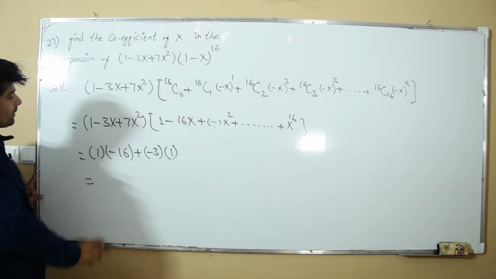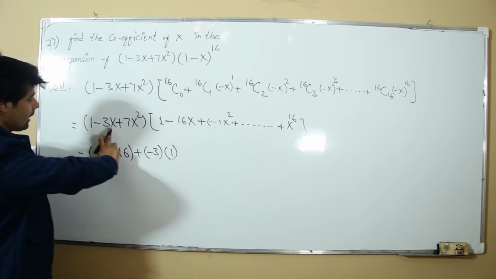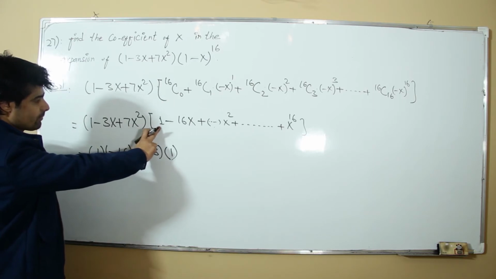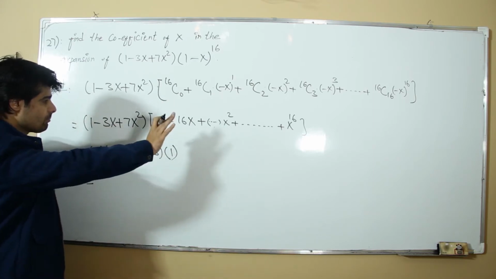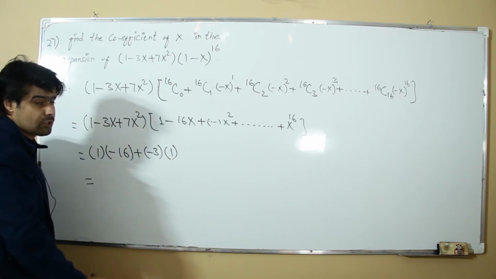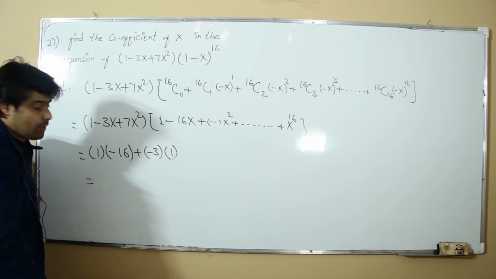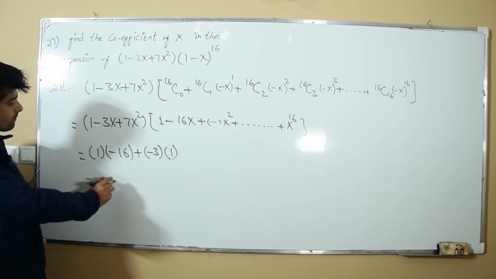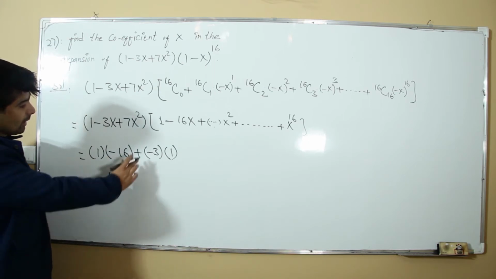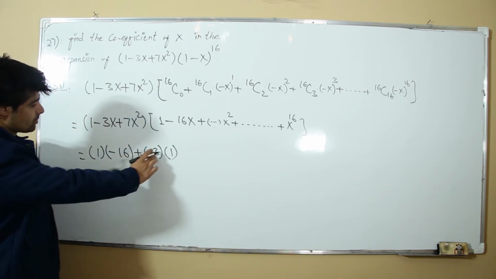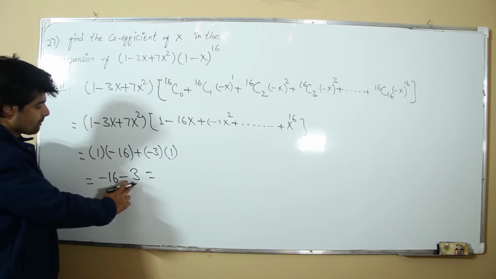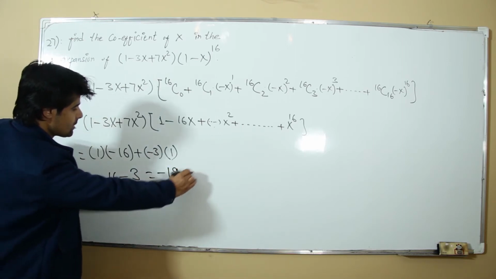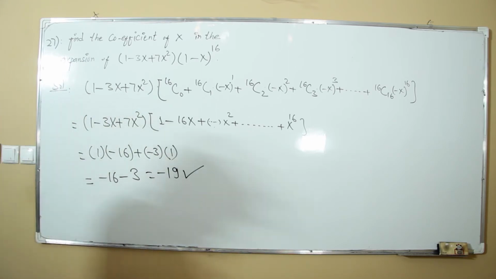X to the power 1: the first one with the second one, and the second one with the first one. In here we have x to the power 1. The remaining multiplications, there is no x to the power 1. So 1 times minus 16x, it's minus 16, and plus this minus 3 times 1, it's minus 3, and the result, minus 16 with minus 3, I think it's minus 19. Write it.